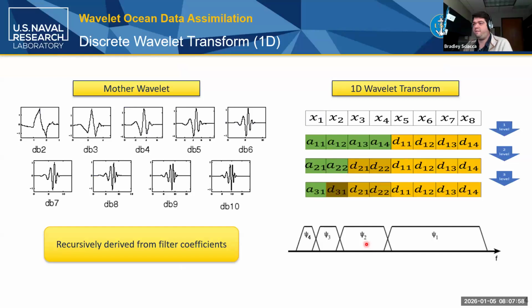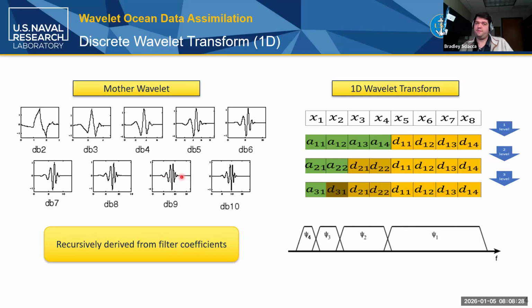So let's dive a little bit more into the discrete wavelet transform in the 1D case. You have these discrete mother wavelets, which are actually recursively defined from the coefficients, because there's not a nice closed form of these functions. You have to define them from the coefficients themselves to get a graphical representation of them.